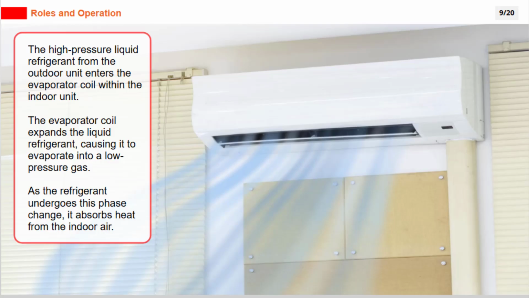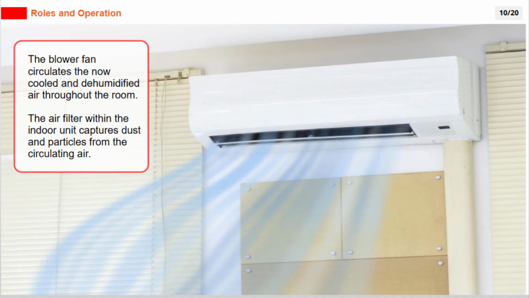The high-pressure liquid refrigerant from the outdoor unit enters the evaporator coil within the indoor unit. The evaporator coil expands the liquid refrigerant, causing it to evaporate into a low-pressure gas. As the refrigerant undergoes this phase change, it absorbs heat from the indoor air.